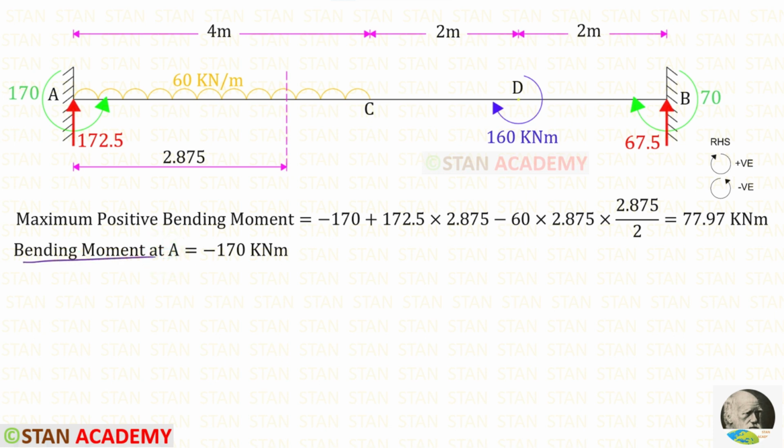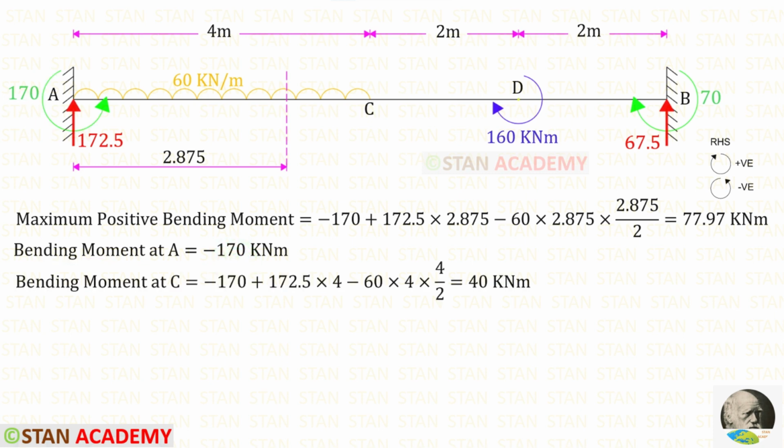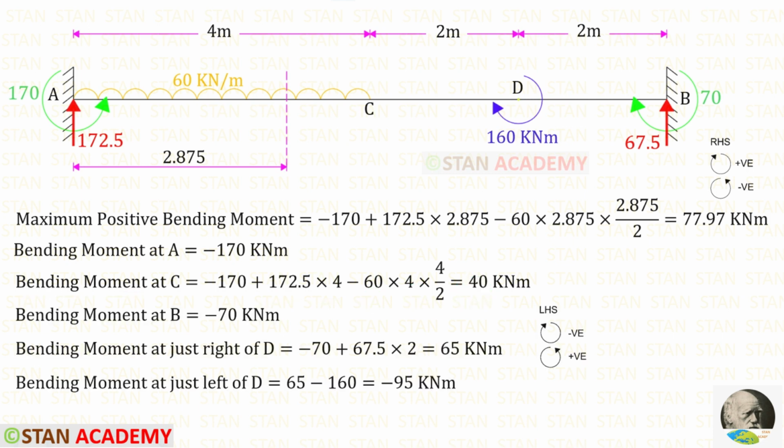Now let us find the moment at point A. At point A, we have MA, which is acting in the anticlockwise direction, so it will be negative. In a similar way, we can find the bending moment at C. To find the moments at point B and point D, we can follow the left-hand side rule. Clockwise will be negative and anticlockwise will be positive.